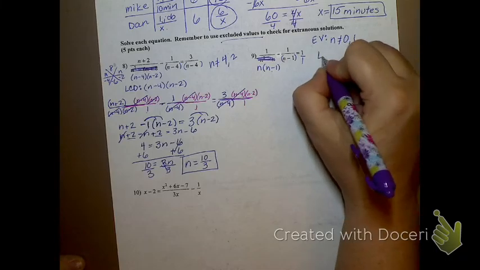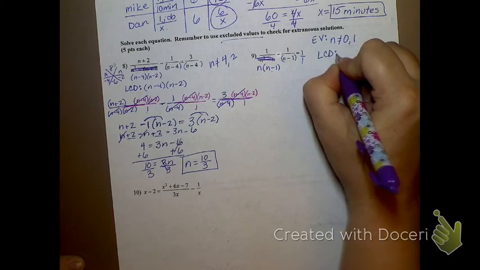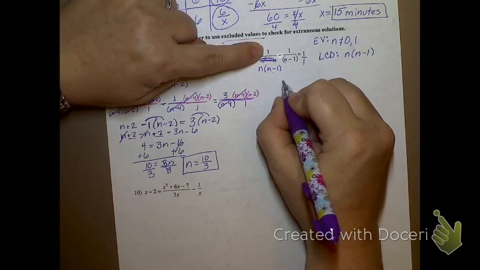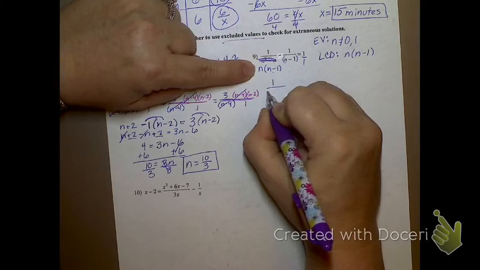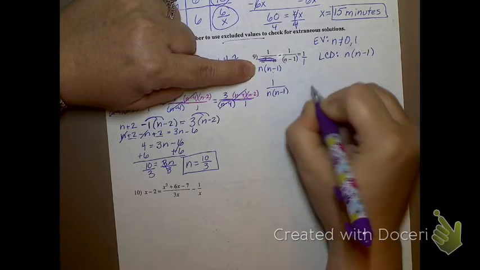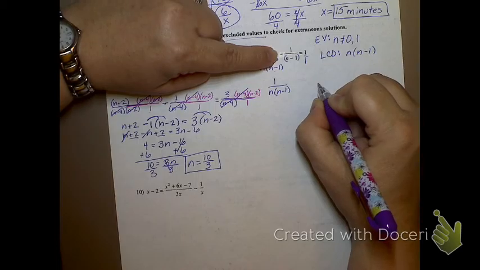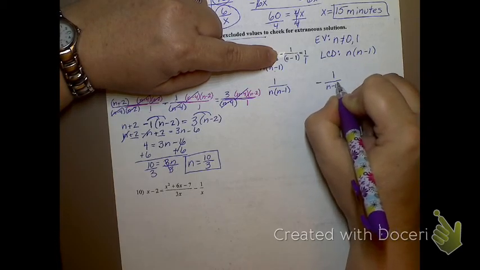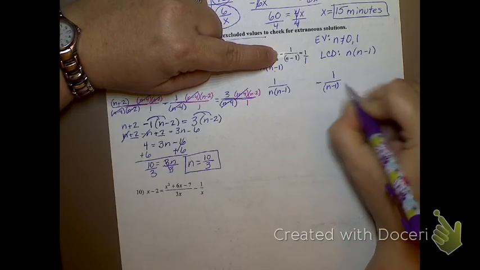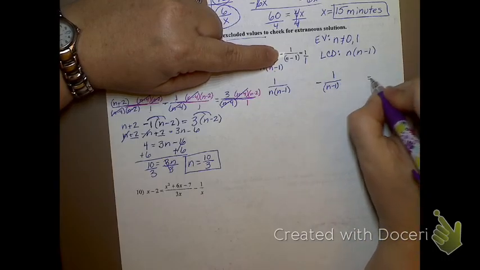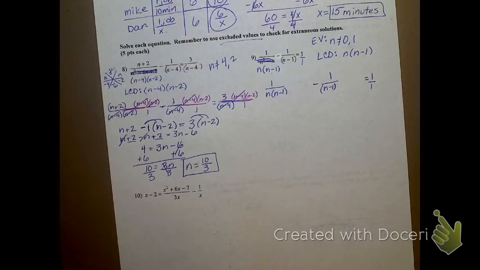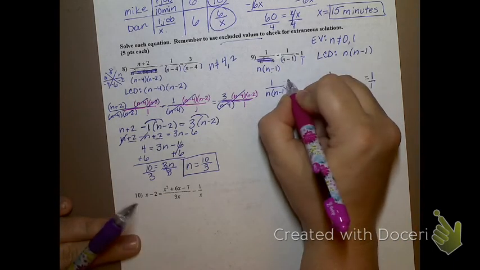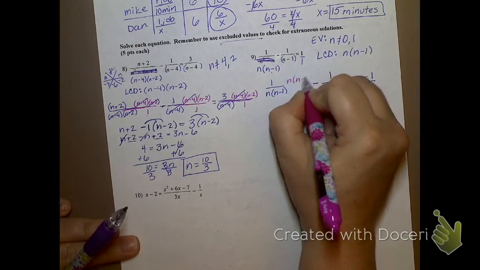What is my LCD? N parentheses n minus 1. So I'm going to take this fraction, rewrite it, leave a strange space so that I can fill in what I need to, minus 1 over n minus 1. Again, leave a space so I can fill it in. Equals 1. I'll say 1 over 1 just for good measure. And what am I going to fill in these 3 awkward spaces with? The LCD over 1.